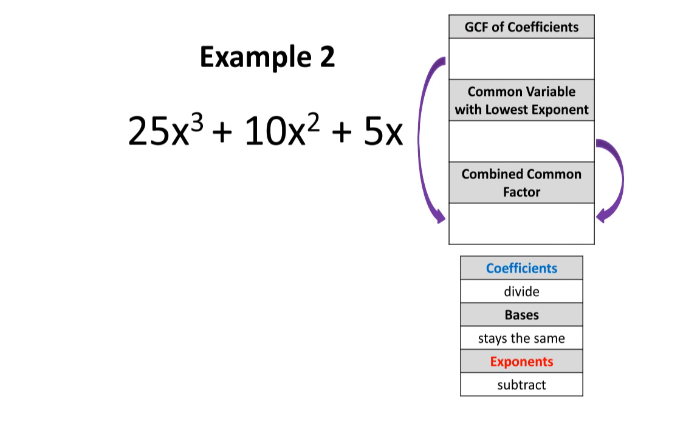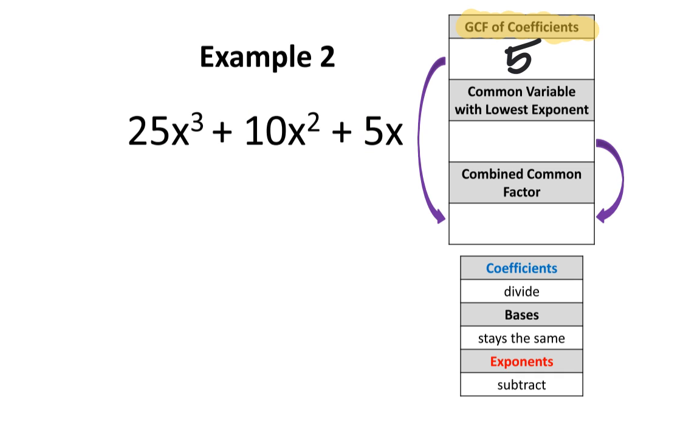In our second example, we want to factor the expression 25x to the power of 3 plus 10x to the power of 2 plus 5x. The first step of factoring is to find the greatest common factor of the coefficients. The coefficient here is 25, the coefficient here is 10, and the coefficient here is 5. I want you to think of the largest number that can divide evenly into 25, 10, and 5. The largest number that can do that is going to be 5.